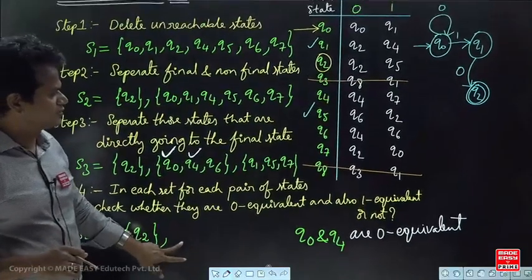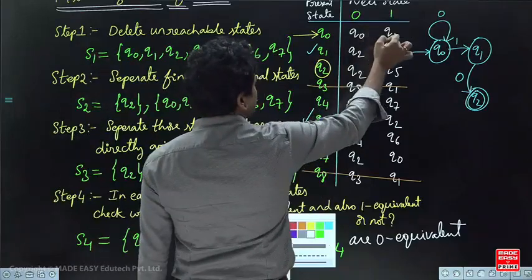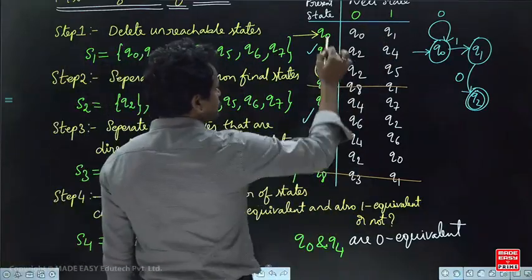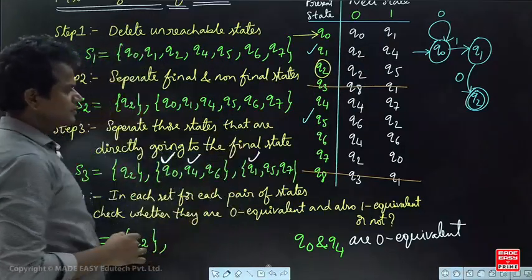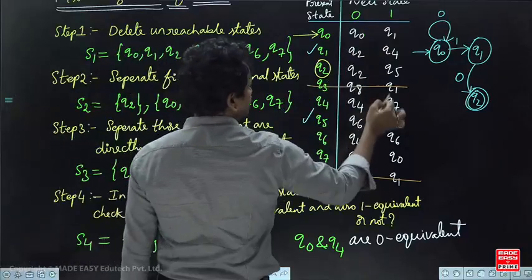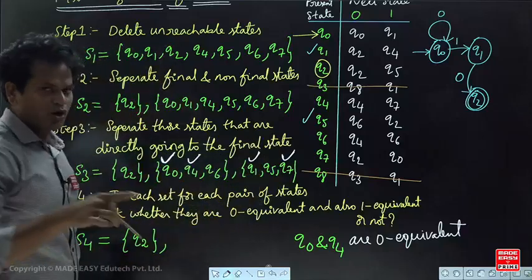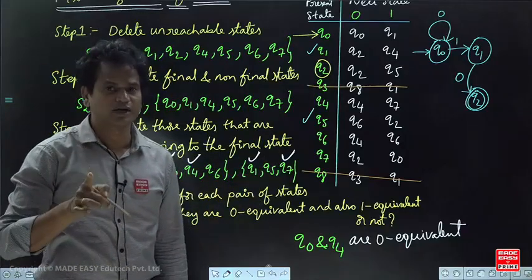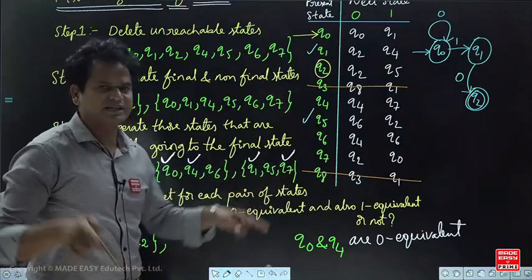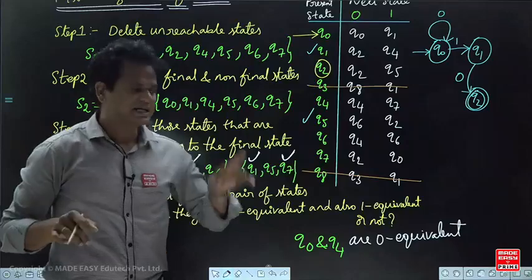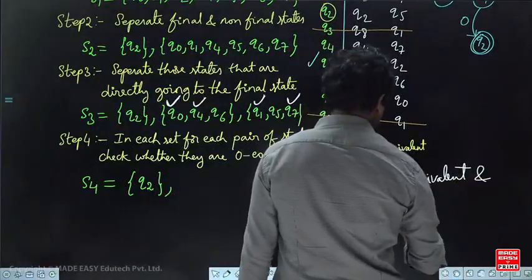Okay, now we are checking Q0 and Q4 for input 1. Look at this one. Q0 on 1 is Q1. Where is Q1? Here. Now Q4 on 1 is Q7. Where is Q7? Q7 is here. So the outputs of Q0 and Q4 for input 1 are Q1 and Q7. Are Q1 and Q7 in the same set or in different sets? In the same set. If they are in the same set, then we say they are one equivalent.